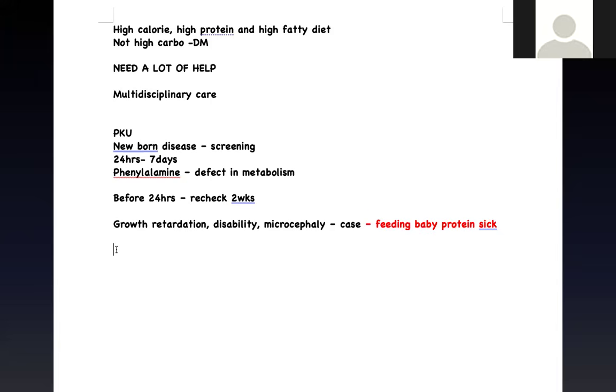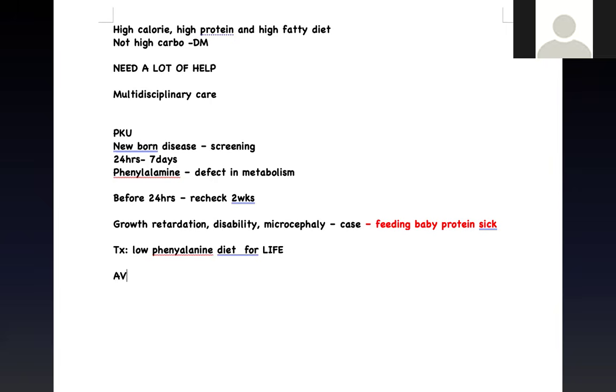What is the treatment after the test shows that they have a deficiency in phenylalanine metabolism? The treatment is don't eat too much protein, right? So a low phenylalanine diet, that's the treatment. And this is for life. You can't change it. This is one of the teachings you provide the patient.